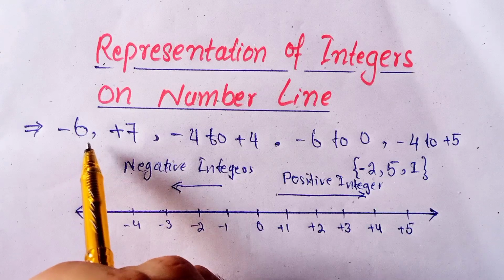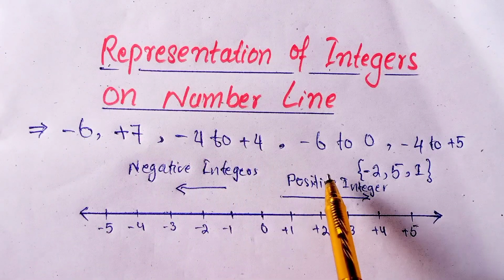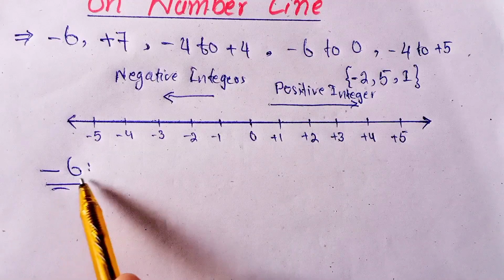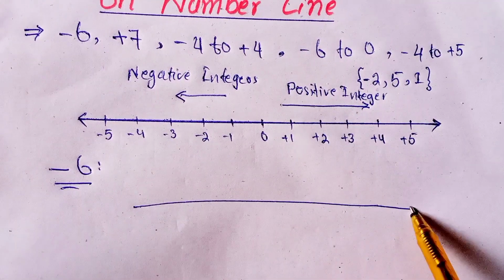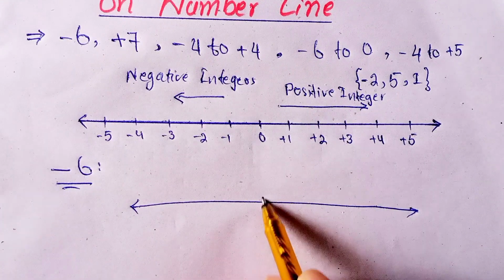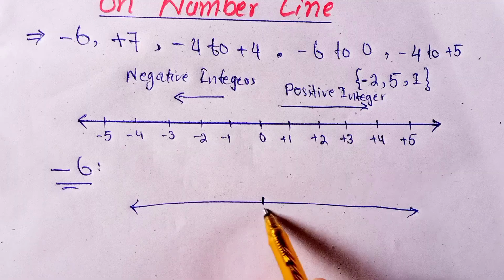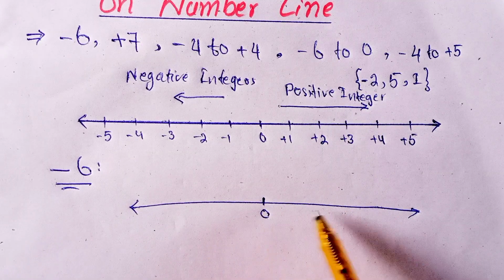We are going to show you how to represent the integer just like -6, +7, etc. on a number line. Now let me show you how to represent -6 on number line. Simply draw a number line and mark 0 as the central point of the number line or the reference point of the number line. Now mark the unit distance on both sides of the 0 on the number line.